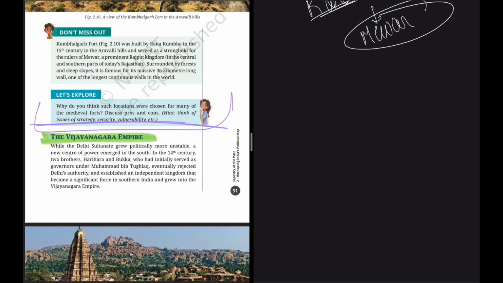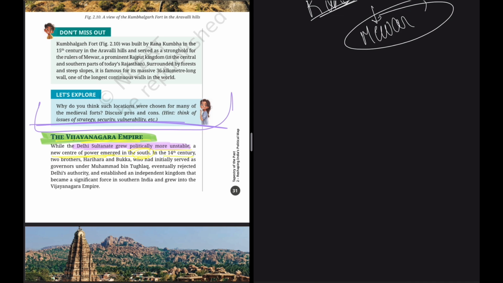Now we'll be starting with the Vijayanagara Empire. So when the Delhi Sultanate grew politically more unstable, a new center of power emerged in the south. There were always wars and invasions and all these things, and then a new center of power emerged in the south.